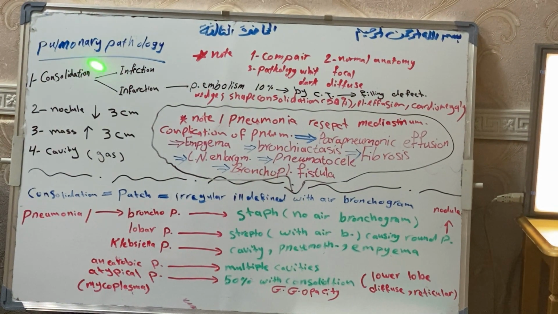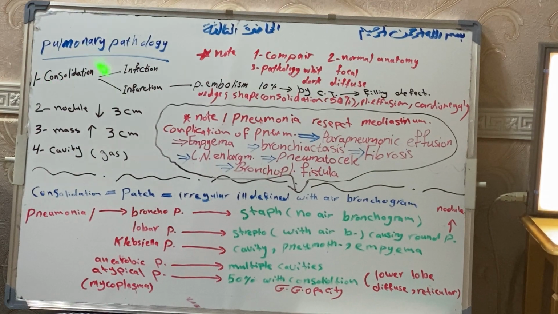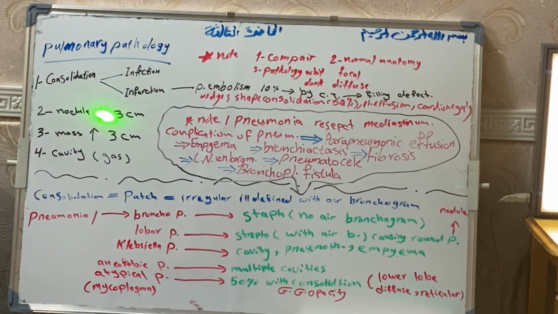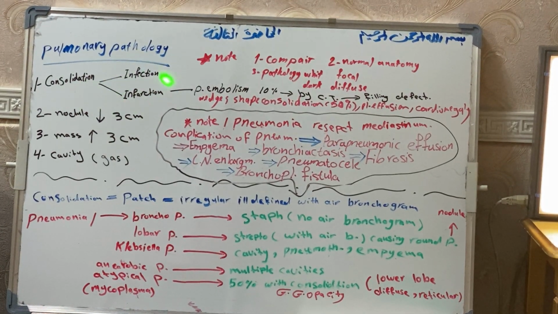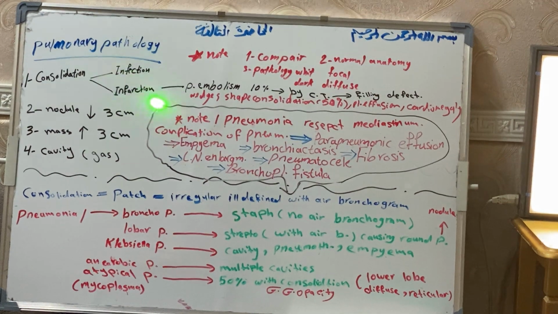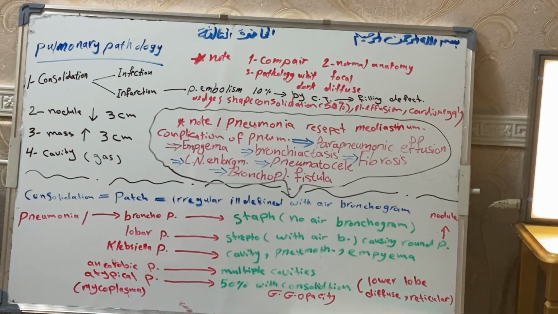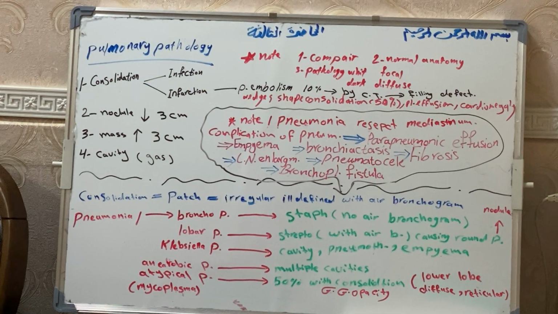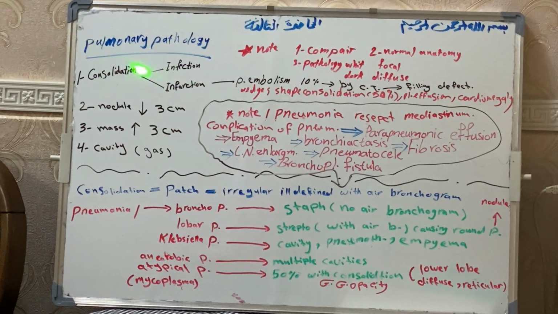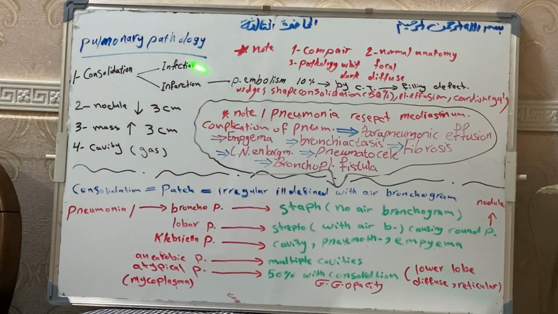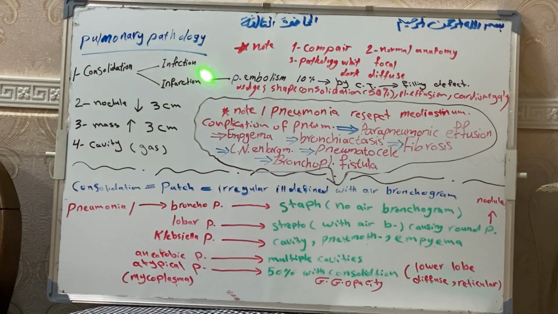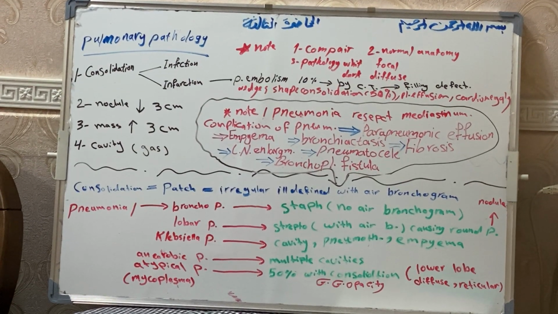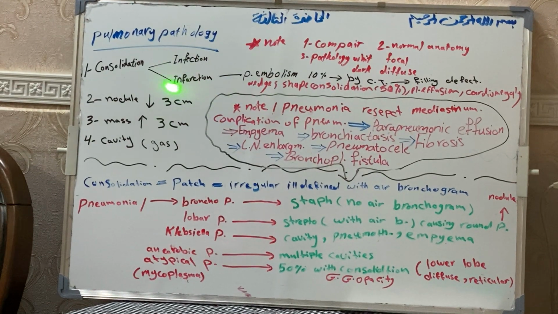The pulmonary pathology, as we said, is either consolidation, which means either infection or infarction. But how can we differentiate between them? Infection comes with a history of infection, fever, cough, sputum, sometimes with chest pain, sometimes with dyspnea. But the infarction presents with chest pain, history of DVT, and there is dyspnea.